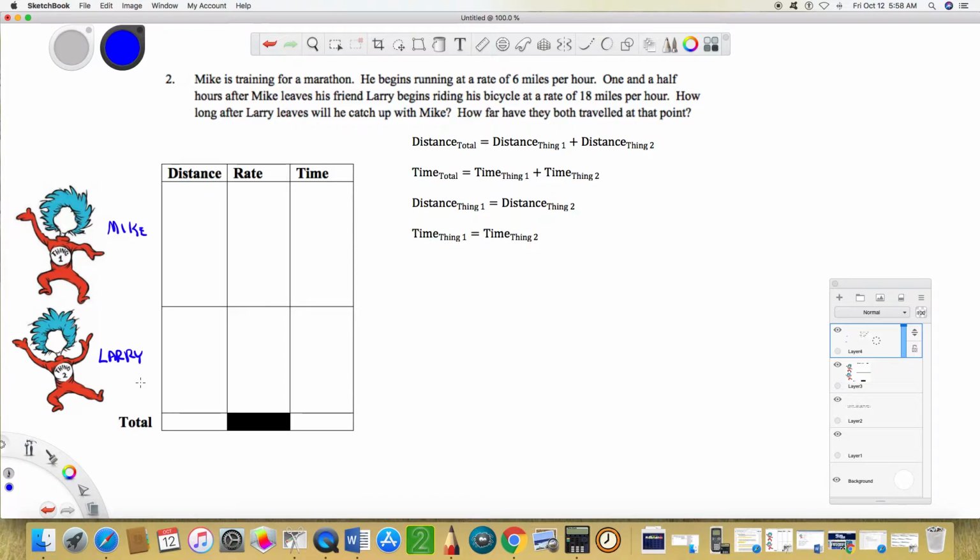All right, so let's fill out the table. Mike is training for a marathon. He begins running at a rate of 6 miles per hour. So Mike's rate, 6 miles per hour. Larry is riding a bicycle. Larry travels faster, has a faster rate, 18 miles per hour. All right. It's asking us how long after Larry leaves will he catch up with Mike. So let's let the length of time that Larry's on his bike be x, and that has units of hours.